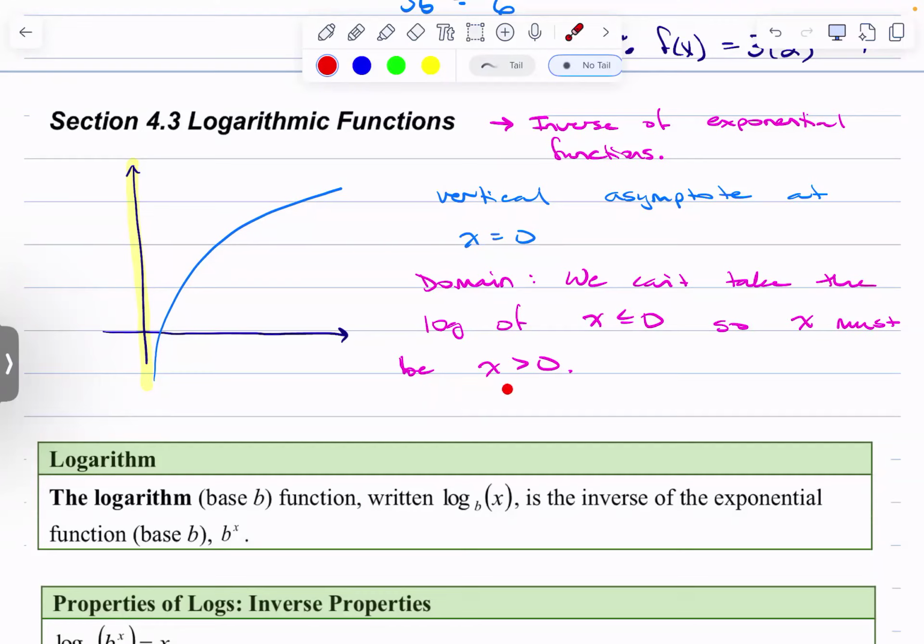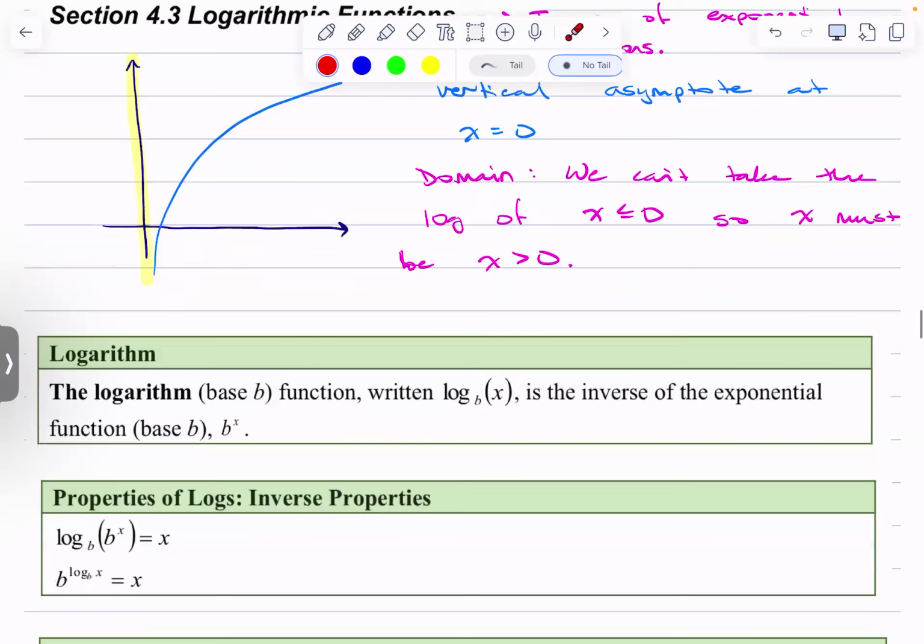And so we add it to our repertoire of checking for the domain. I can't divide by 0, can't take the even root of a negative number, and I can't take the log of 0 or a negative. Usually it's easier to think about I have to take the log of a positive number. Okay, good. So what is a logarithm? A logarithm.